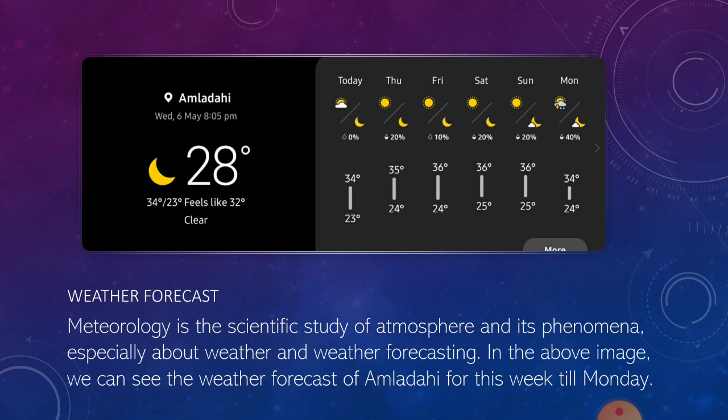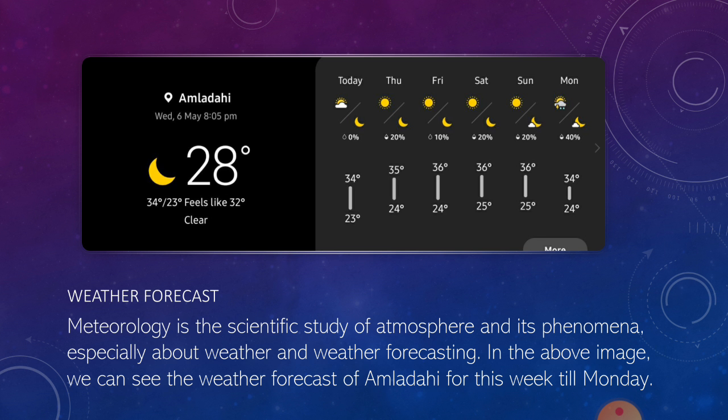It was until recent times when meteorology advanced. What is meteorology? It is the scientific study of atmosphere and its phenomena, especially about weather and weather forecasting. Meteorologists prepare such weather forecast data for the upcoming 5 days or so, and we can estimate what kind of weather we are about to experience. In the picture, you would see a similar forecast for Amladehi area.